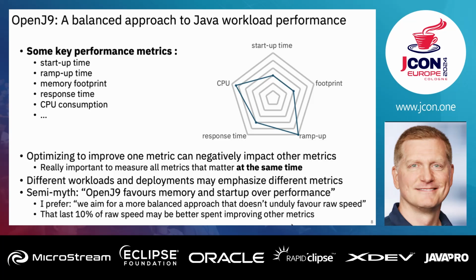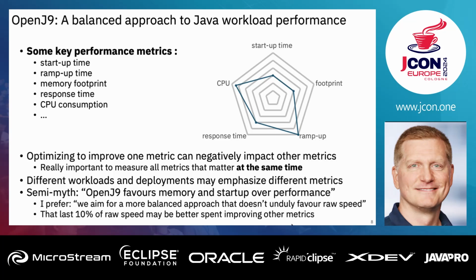And I wanted to point out that there's this kind of semi-myth that I've heard a couple of times about OpenJ9, that it favors memory and startup over raw speed. And that's not quite true. I would phrase this differently. I would phrase it as we take a more balanced approach that doesn't unduly favor raw speed over memory and startup. We do really care about raw speed. We don't want OpenJ9 to be dog slow.